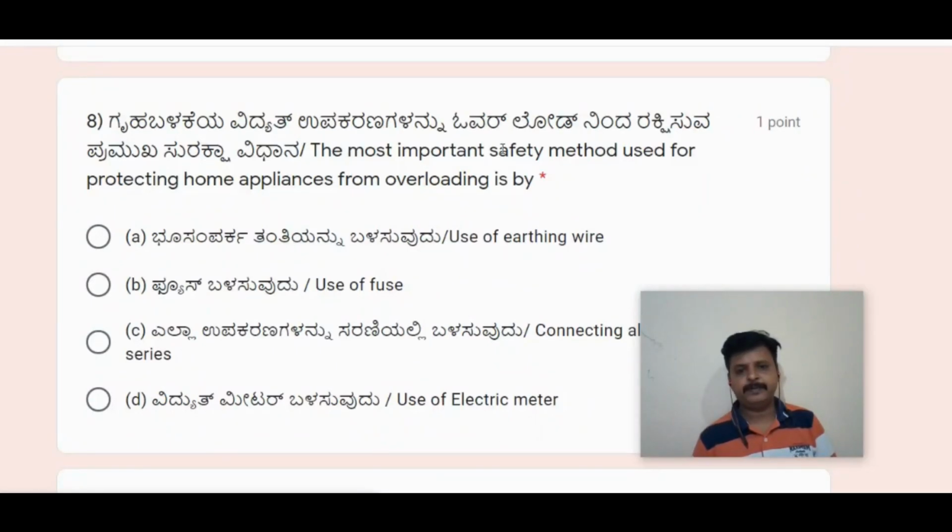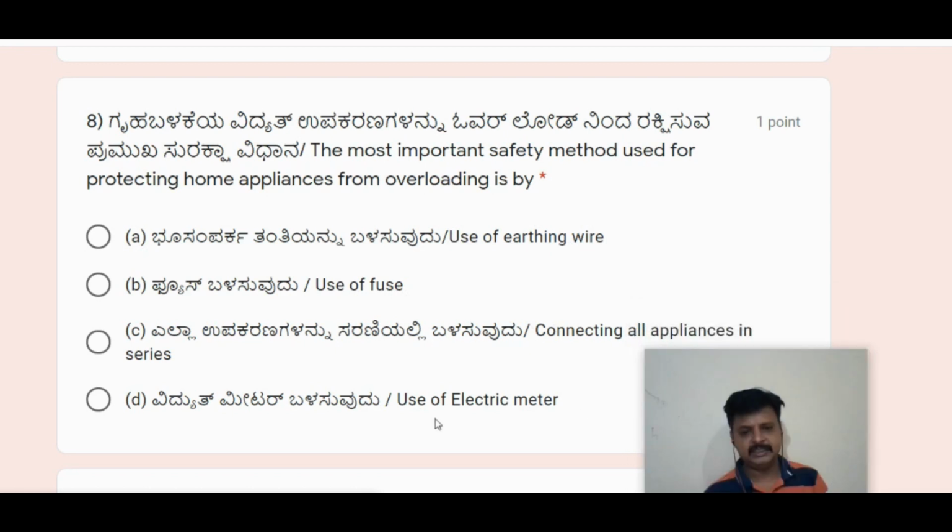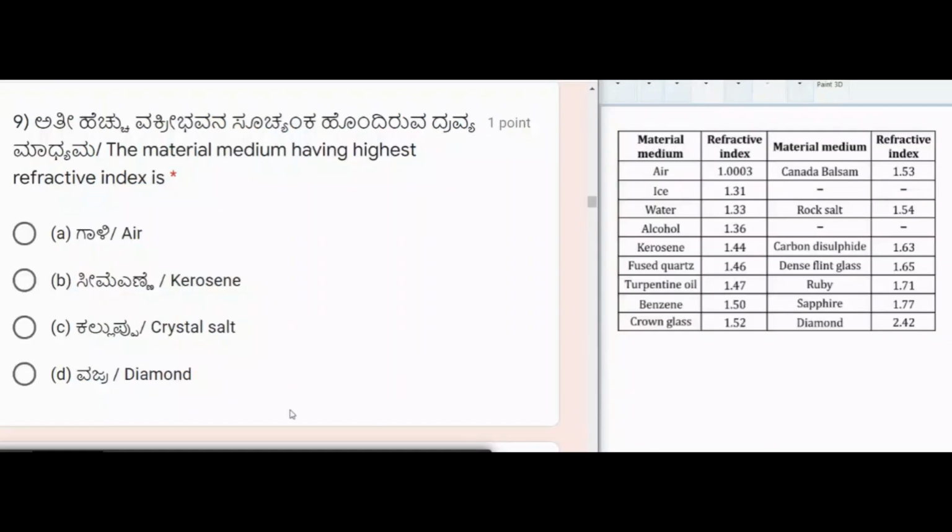Eighth question, the most important safety method used for protecting home appliances from overloading is by... Four options are use of earthing wire, use of fuse, C option is connecting all appliances in series and use of electric meter. The correct option for the eighth question is use of fuse because a fuse helps us in protecting our homes from overloading or fluctuating of current.